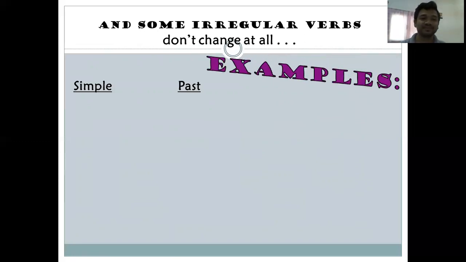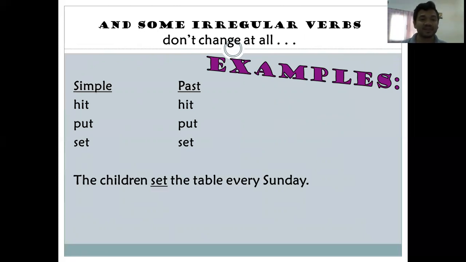Examples: hit, simple past hit, put, put, set, set. So the children set the table every Sunday. Now, as you can see, hit, hit. Put, put, set, set. So when you transform it into simple past, it didn't change. Okay, it remains as it is. So even if you change it into simple past, the structure still remains. All right.